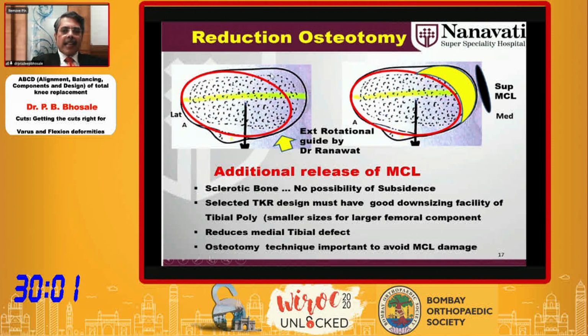And you have an extra bone here in varus, and that can be excised, which releases the superficial MCL. So this is called adduction reduction osteotomy, and there's a sclerotic bone, so there's no possibility of subsidence, and selected TKR size can be further reduced to get extra release of the bone and extra reduction osteotomy. It reduces the medial tibial defect also, and with the osteotomy technique you have to be very careful to preserve and avoid damage to the MCL while cutting the bone.